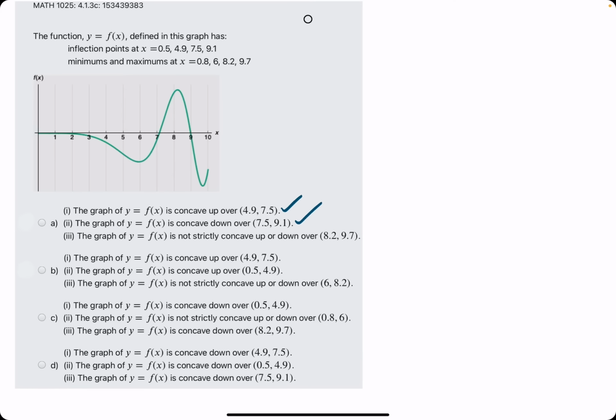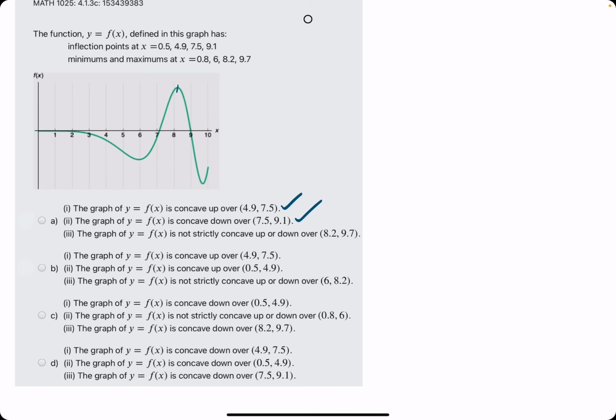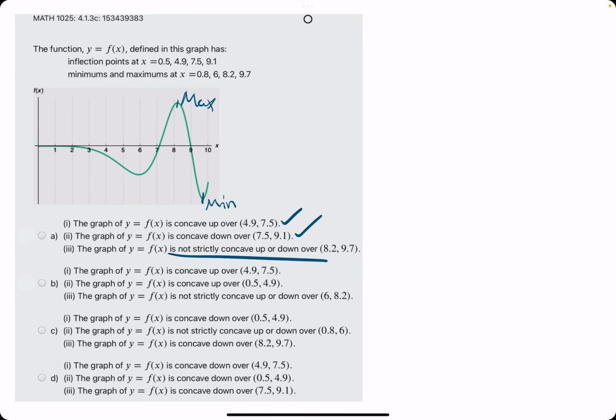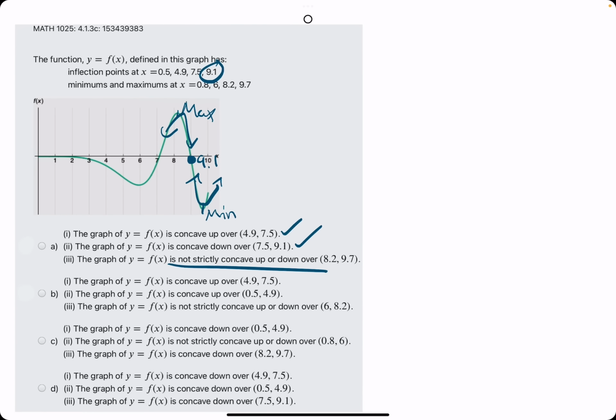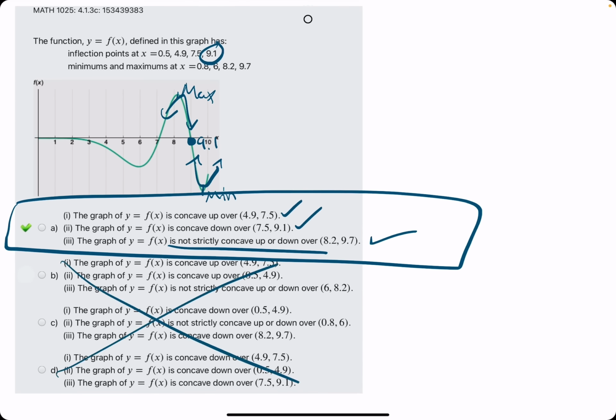Number 3, not strictly concave up or down, 8.2 to 9.7. So 8.2 to 9.7 goes from max to min. When it goes from max to min, it's not strictly concave up or down, because we know at a max it starts concave down, and at the min it changes to concave up. So somewhere in the middle, namely looking at our inflection points at the top, 9.1, it has changed concavity. So this statement is true, and there's no need to check out the others.